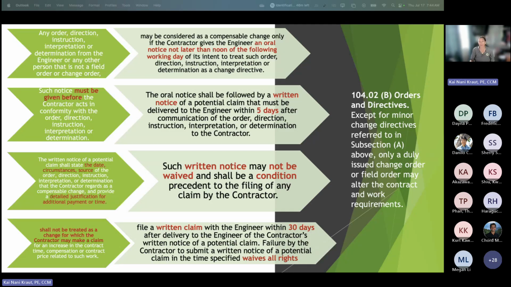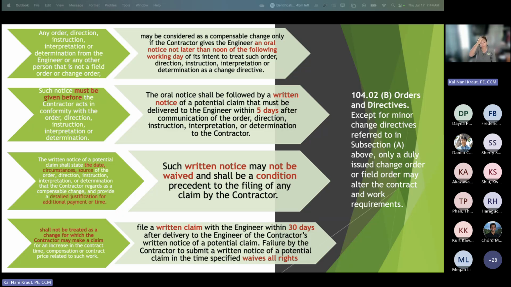Again, it's super important that everybody across the state is doing it, because that would be their defense, and that would be their only defense. File a written claim with the contractor within 30 days after delivery to the engineer. Contractor's written notice of potential claim: failure by the contractor to submit written notification of potential claim waives all rights. Okay, so we're going through a lot of definitions, but I wanted to start with the identification of a claim, and we're going to talk a lot about notifications.